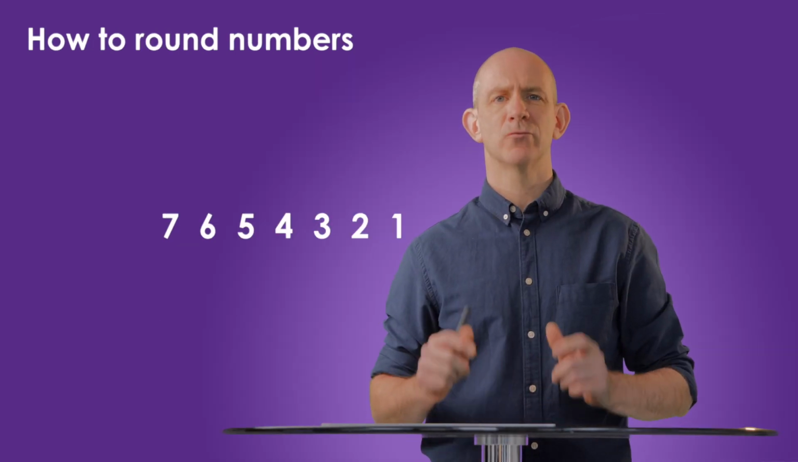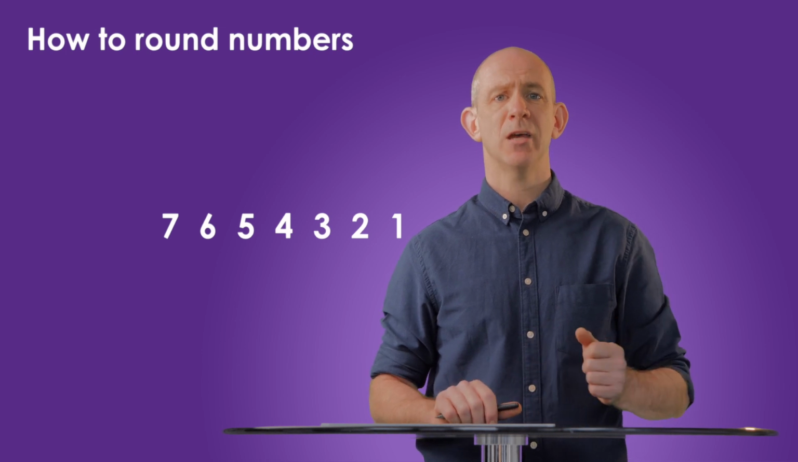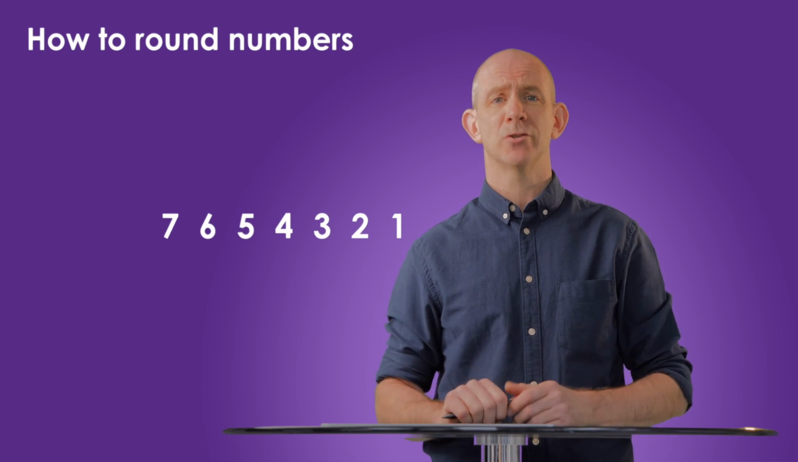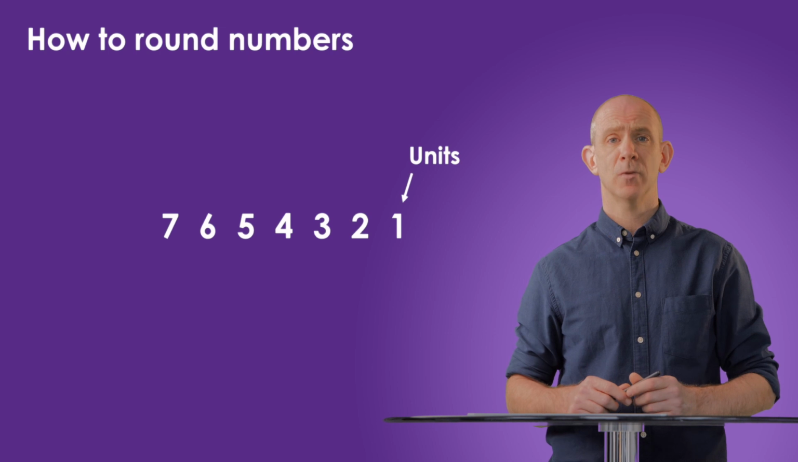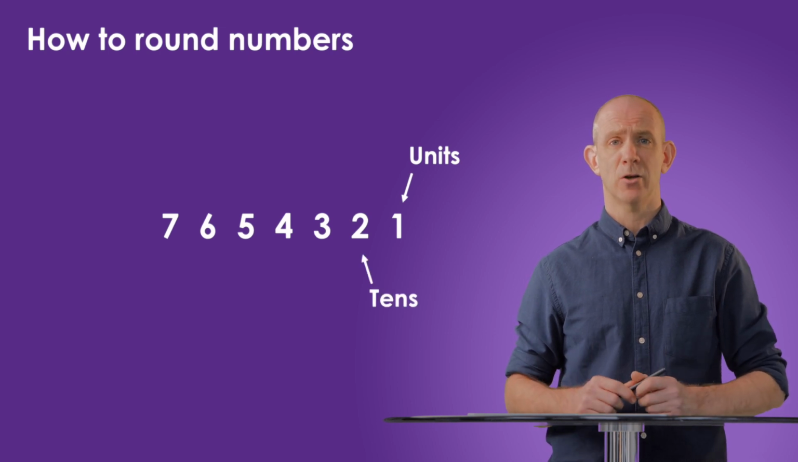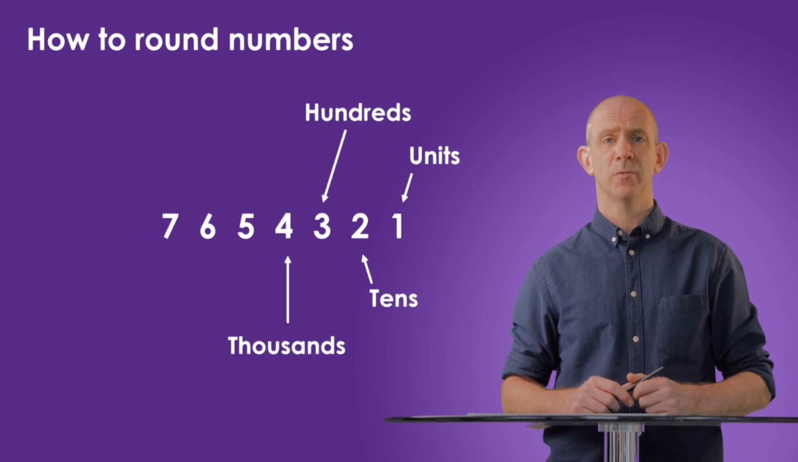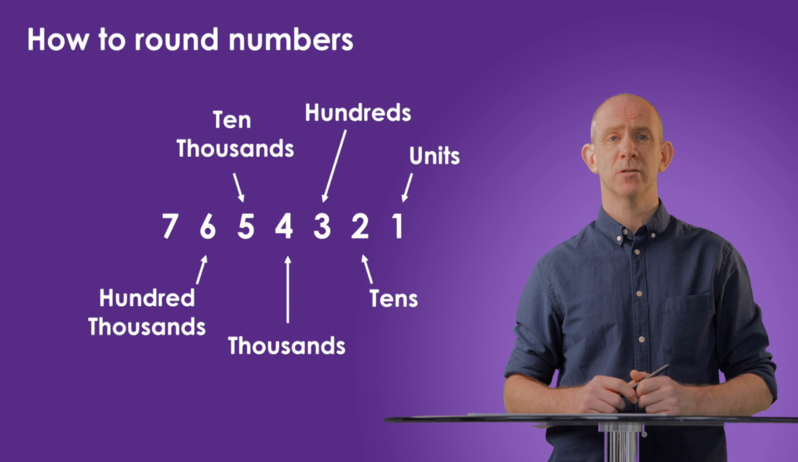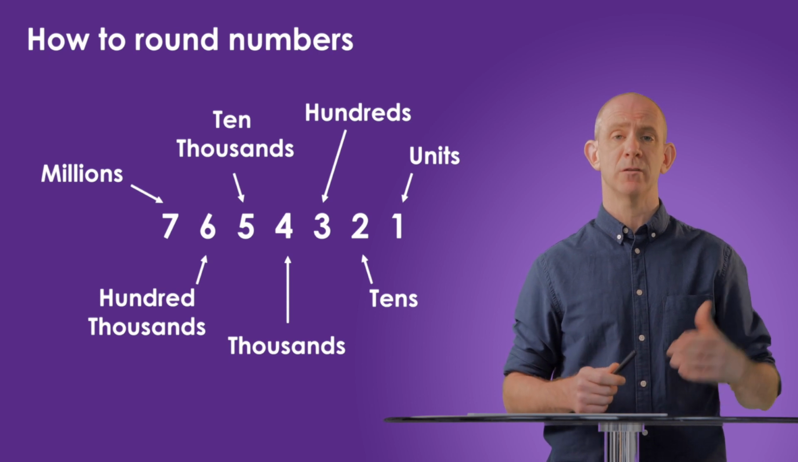Next, we're going to look at how to round numbers. In order to do that, we need to understand place value. Here we have a number, 7,654,321. So we start off here with 1 in the units column. We then have 2 in the tens column, 3 in the hundreds column, 4 in the thousands column, 5 in the tens of thousands, 6 in the hundreds of thousands, and 7 in the millions column. If we carry on going further up, it repeats with the tens of millions and hundreds of millions, and so on.